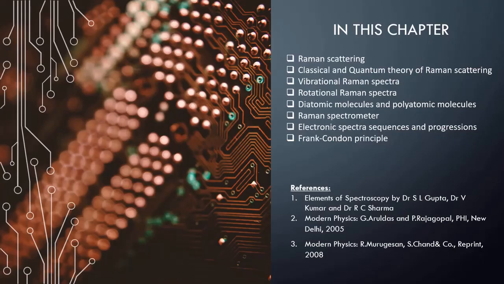In this chapter, we will be learning about Raman Spectra, classical and quantum theory of Raman scattering, vibrational Raman spectra, rotational Raman spectra, diatomic molecules and polyatomic molecules, the Raman spectrometer, the electronic spectra sequences and progressions, and also the Franck-Condon principle.